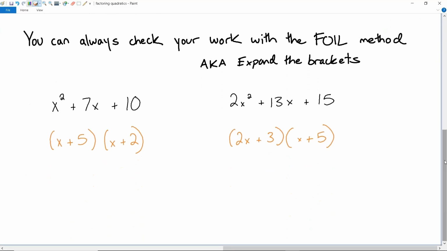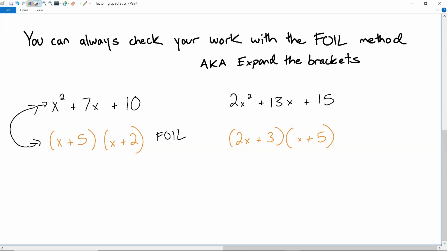No matter what, we can always check our work with the FOIL method. And FOIL is an acronym. It stands for first terms, outside terms, inside terms, and last terms. And by following this method, you can expand out your brackets to go from factored form back to standard form to check if you've done the factoring correctly. So these are some of the first examples that we worked through, and these were the answers that we got. We started here and we ended here. And if I follow the FOIL method on the brackets, I should go right back to where we started, thus proving that we did the factoring correctly.